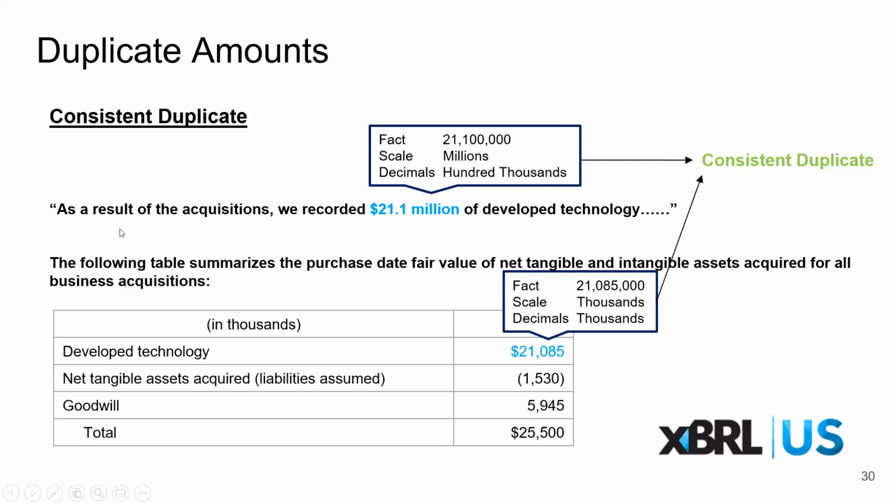Next would be an example of an inconsistent duplicate, where you have 21.0 million, and then the same amount in thousands, 21,085. They would not round to a consistent amount, and therefore would be considered a duplicate fact error.